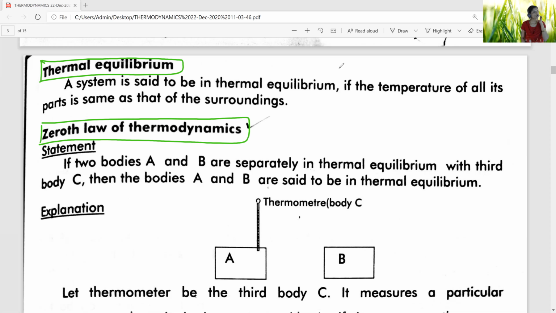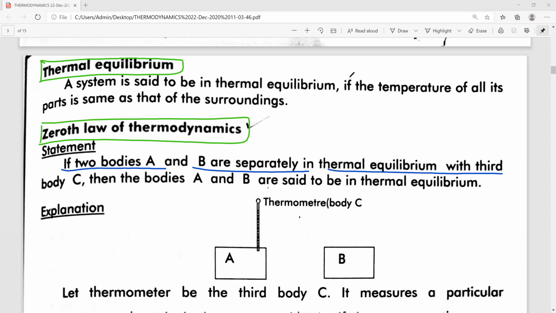Same thing, if 2 bodies are considered, when do we say they are in thermal equilibrium? If they are connected with a third body C, then A and B are said to be in thermal equilibrium. The statement of zeroth law is like this: if 2 bodies A and B are separately in thermal equilibrium with a third body C, then body A and B are said to be in thermal equilibrium. So this is the statement of zeroth law.